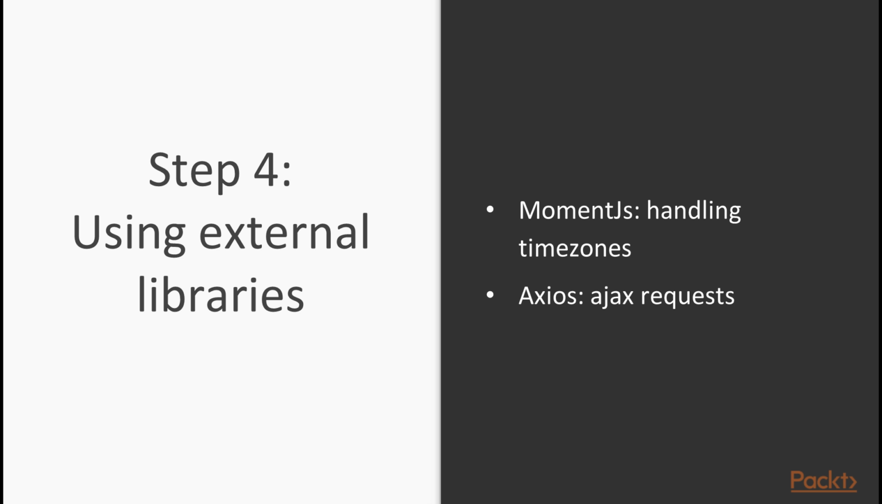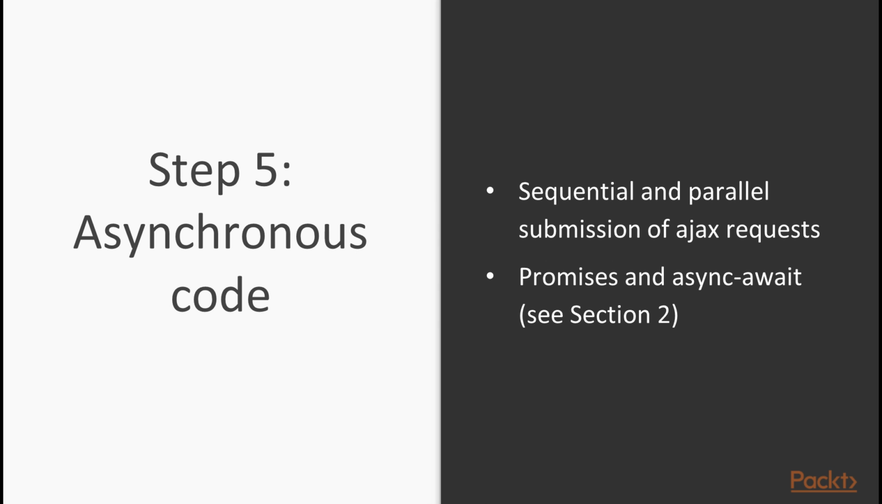We will use multiple external libraries in this application. We will handle Timezones with Moment.js, and we will submit simplified AJAX requests using Axios. When submitting our AJAX requests, we can rely on Axios returning an ES6 promise. We will revisit the topics we learned about promises as well as in the Async-Await video of Section 2.